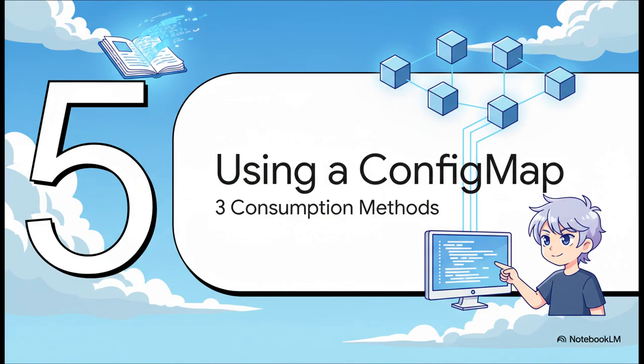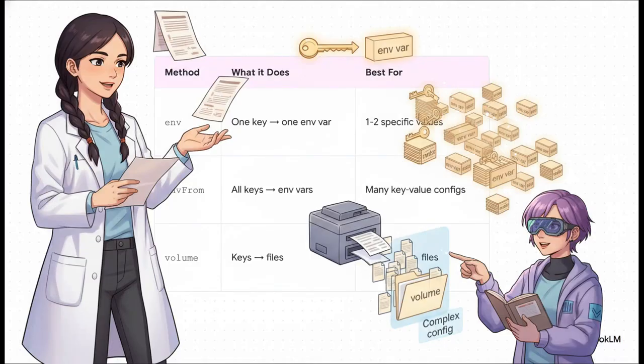Okay, great. So we have this external notebook of settings. How does our application actually read from it? Well, Kubernetes gives us a few really flexible ways to do this. First, you can use env to grab just one specific value and turn it into an environment variable. That's like tearing a single page out of the notebook. Second, you can use envFrom, which takes all the key value pairs from the ConfigMap and injects them as environment variables. It's like photocopying the whole notebook.